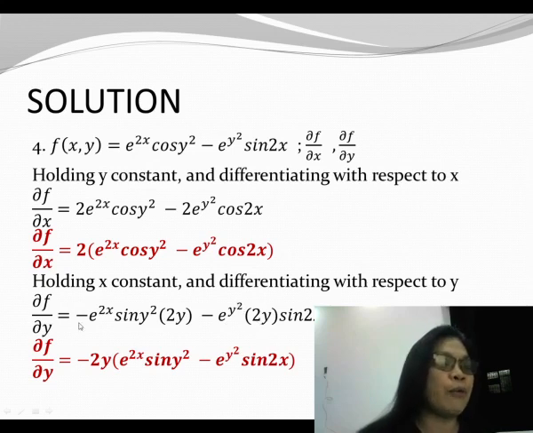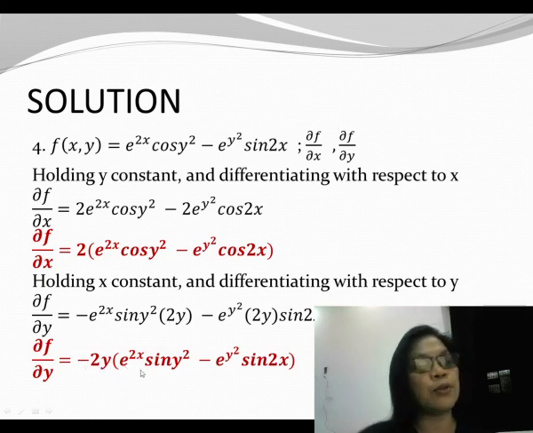And then simplifying, we have a common factor of 2y, so we can factor out negative 2y, which is multiplied by e raised to 2x sine y squared plus e raised to y squared sine 2x.